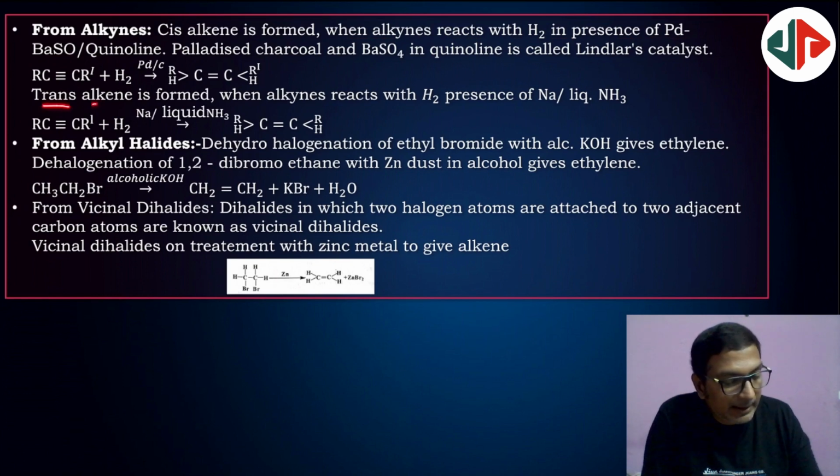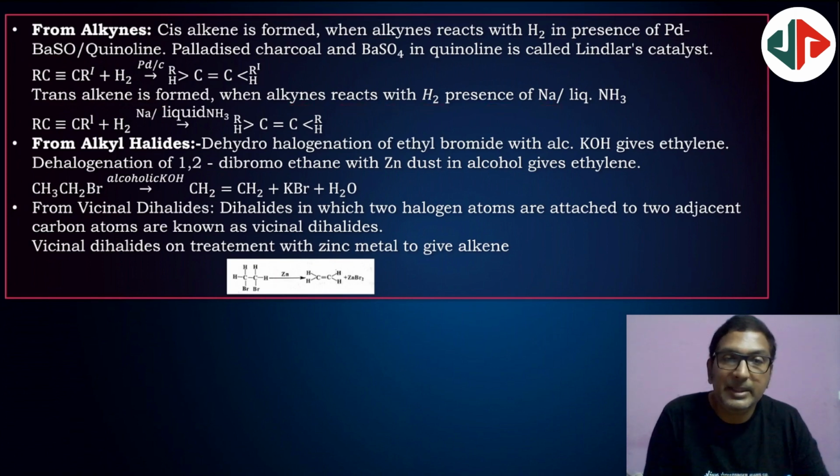Next, trans alkene is formed when alkynes react with H2 in the presence of sodium in liquid ammonia. This is Birch reduction. So with Lindlar's catalyst, cis-alkene; with Birch reduction, trans-alkenes.